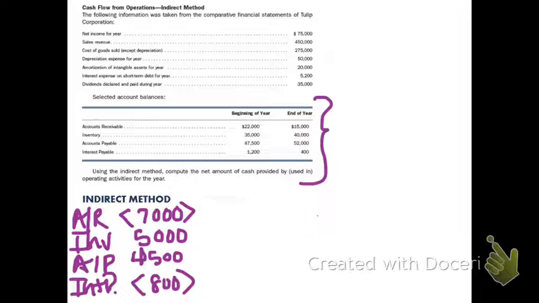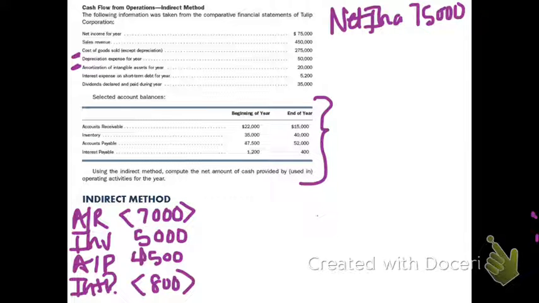Now we're ready to start the actual operating section of the cash flow statement. We'll begin by writing down net income as given to us in the problem. Next, we will add back any non-cash expenses as given to us in the problem. Note that we have depreciation and amortization as non-cash expenses. So we're going to add back depreciation of $50,000 and amortization of $20,000.